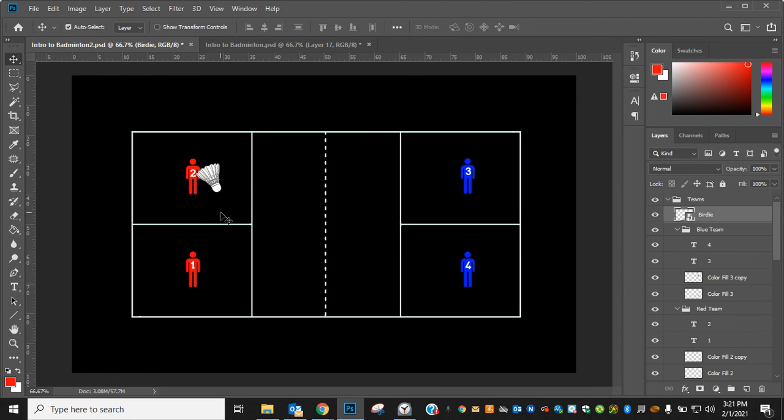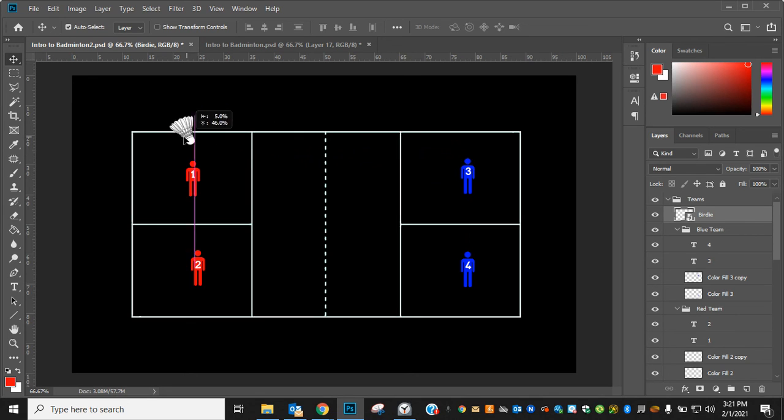However, the score now is 4-4. Player 2 continues to serve because they were the last serving player. They must serve from the even service court. So as you can see, these two teammates switch courts. Now player 2 serves it to player 3.